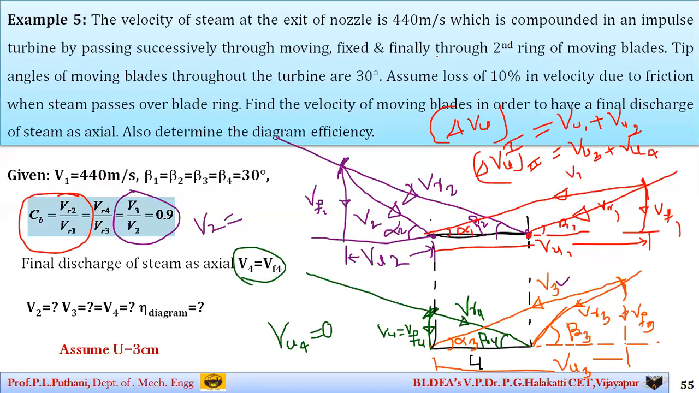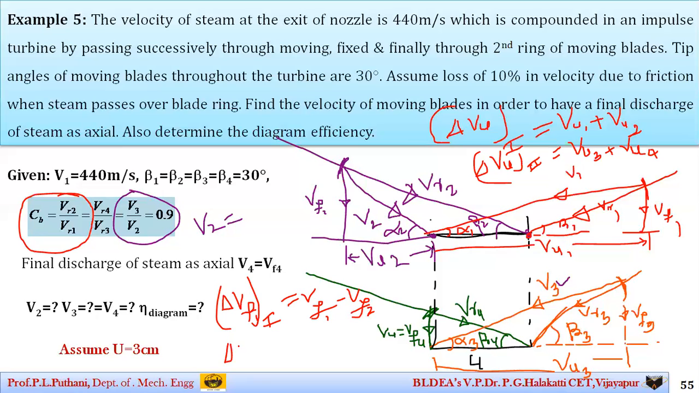And another point is you need to find out even delta VF for the first and second stage. That is, I'll write here, delta VF for the first stage is equal to VF1 minus VF2. Similarly, delta VF for the second stage, that is VF3 minus VF4. This you need to find out. You have to measure all these values.